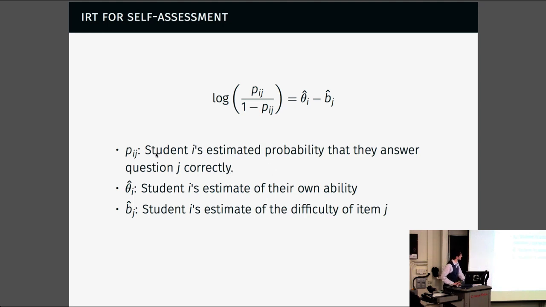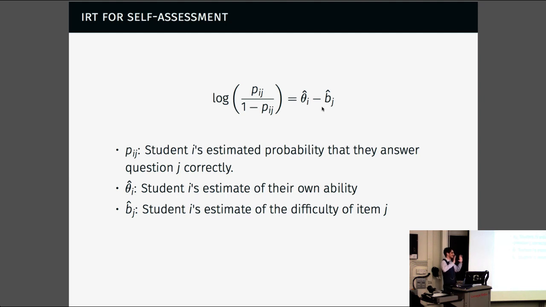So P_ij here is student i's estimated probability of answering the question correctly, right? Theta hat sub i is student i's estimate of their own ability, so what the student thinks their own ability is, and b hat j is student i's estimate of the difficulty of item j. Now I think it might be more realistic to assume that the student has a measure of how likely they are to answer the question correctly, but somehow there's this latent ability estimate and problem difficulty that sort of underlie that student's estimate.